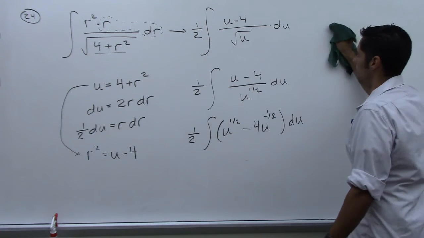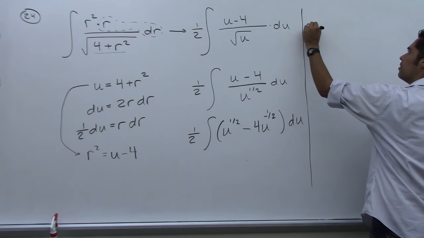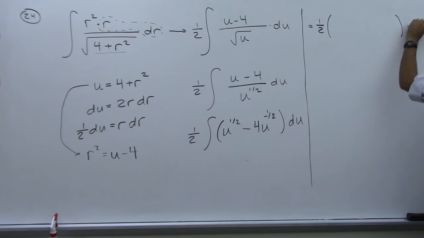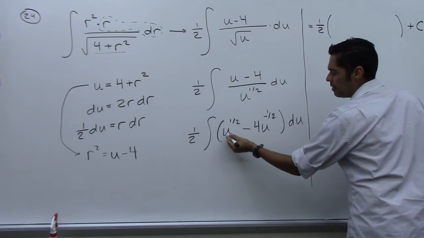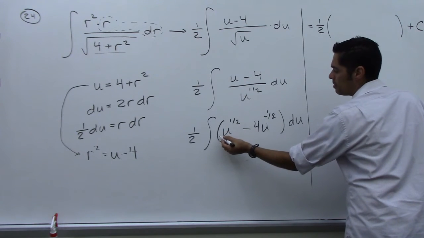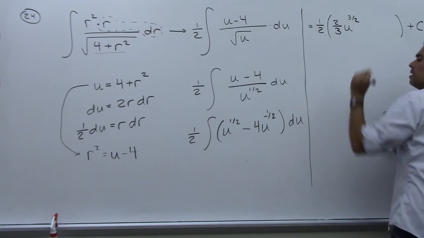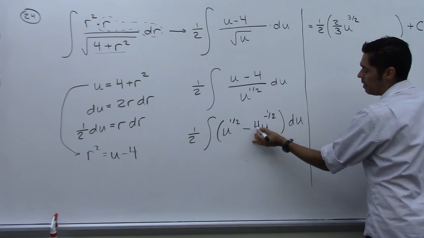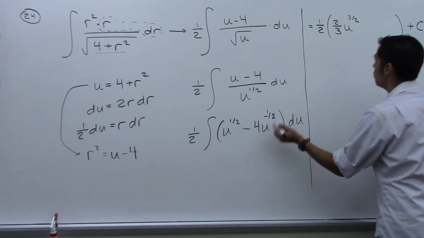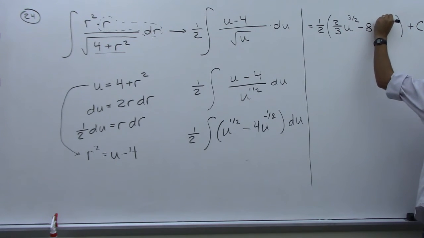I'll continue up here. Actually, I'll see if I can squeeze it in right here. So this is equal to 1/2. Now, let's do the antiderivative. There will be a plus c out here. Antiderivative of this, add 1 to that, we get 3/2. 1 over 3/2 in the front becomes 2/3 u to the 3/2. And then here we're going to bring the negative 4 with us, but we add 1 to this, that gives us 1/2. 1 over 1/2 in the front is a 2. So that's going to become a minus 8 u to the 1/2.